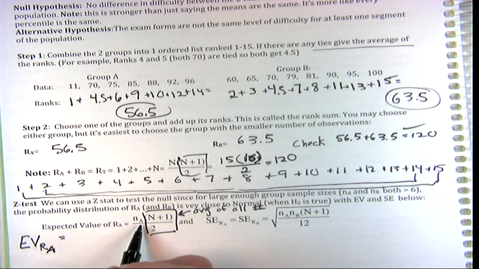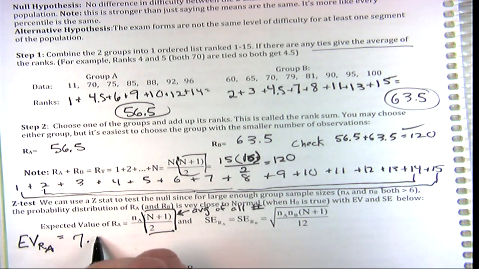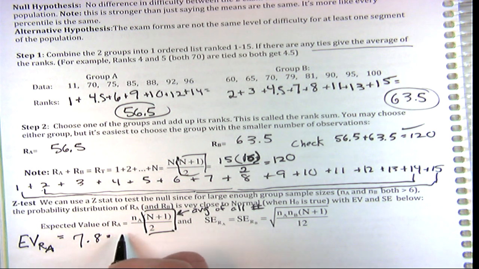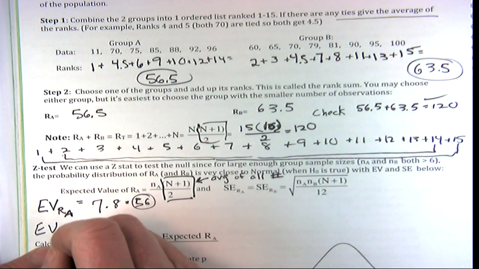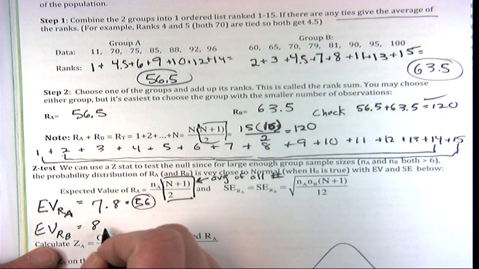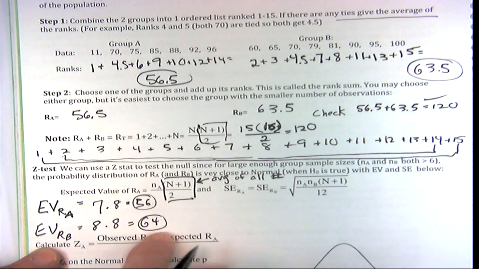So if you want to figure out the expected value of the rank sum of group A, it's just going to be n for group A, which is 7, times the average, which is 16 over 2, 8, and we get 56. And you'd get the same if they have the same sample sizes, but they don't. So you'd expect the sum for B to be, because the sample size is 8, 64. So that's our expected value.